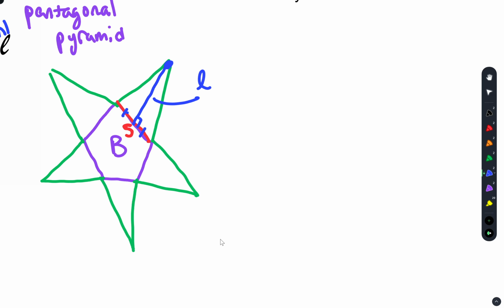Now let's figure out the surface area of this net. So the surface area here is going to be the area of each one of these triangles. So let's say area of the triangles plus the area of, I just have one base, so it's the area of just B.